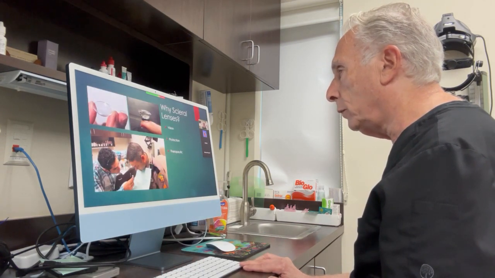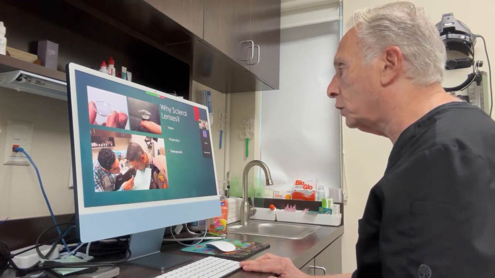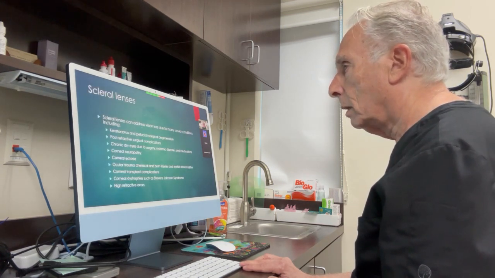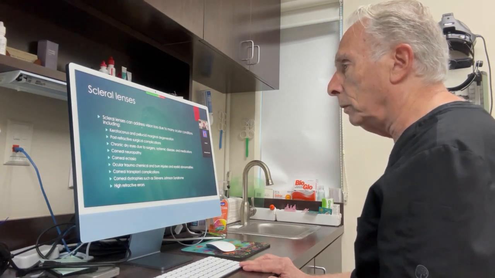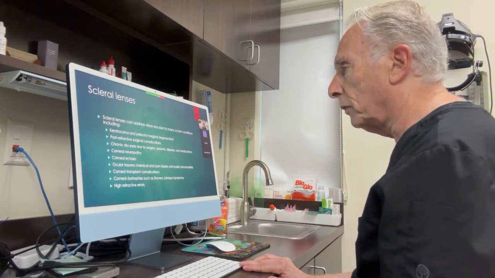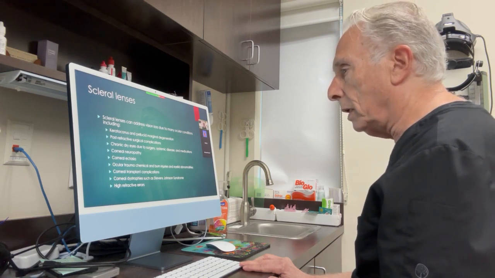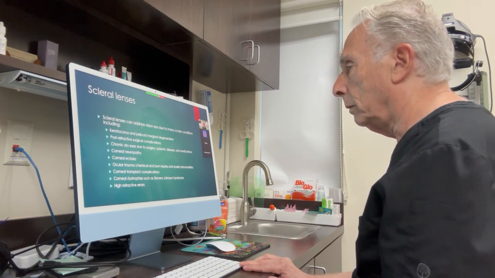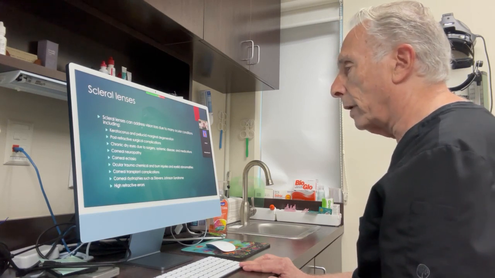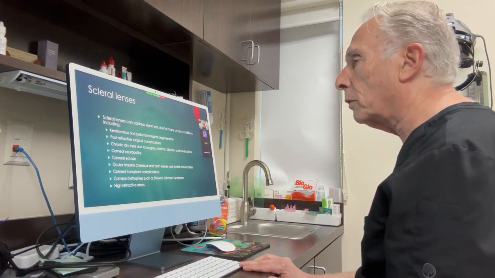And why do we use scleral lenses? Because they are so unique in improving vision, protecting the compromised cornea, and also allowing the cornea to heal. These are some of the conditions that we use scleral lenses for: keratoconus, refractive surgery complications, chronic dry eye, corneal neuropathy, corneal ectasia, injuries from burns and chemical injuries, eyelid abnormalities, transplant complications, corneal dystrophies, Stevens-Johnson syndrome, and very high refractive errors.